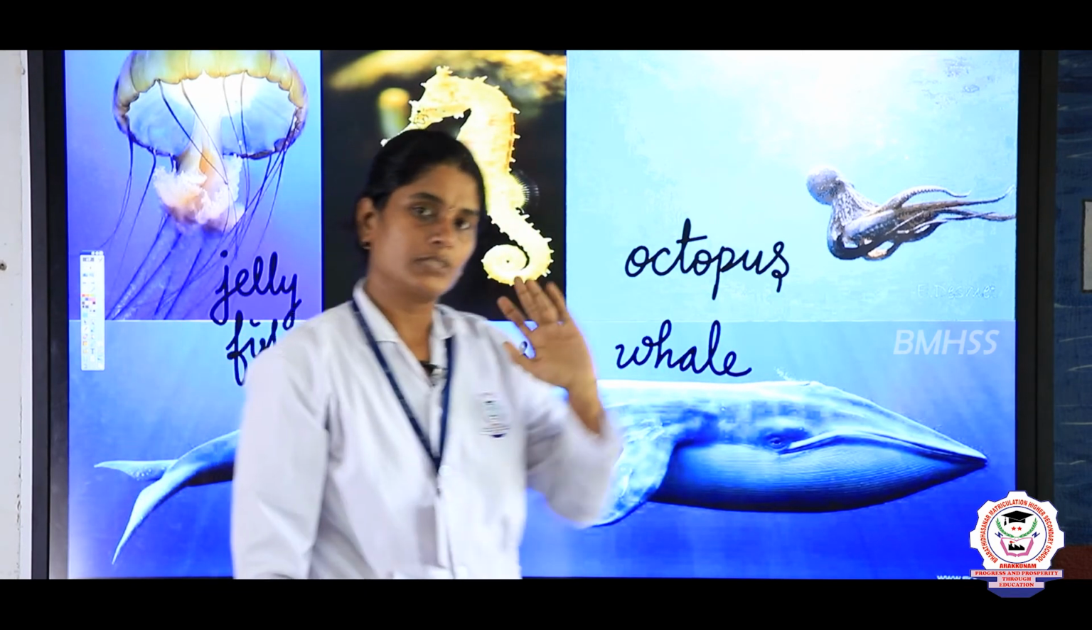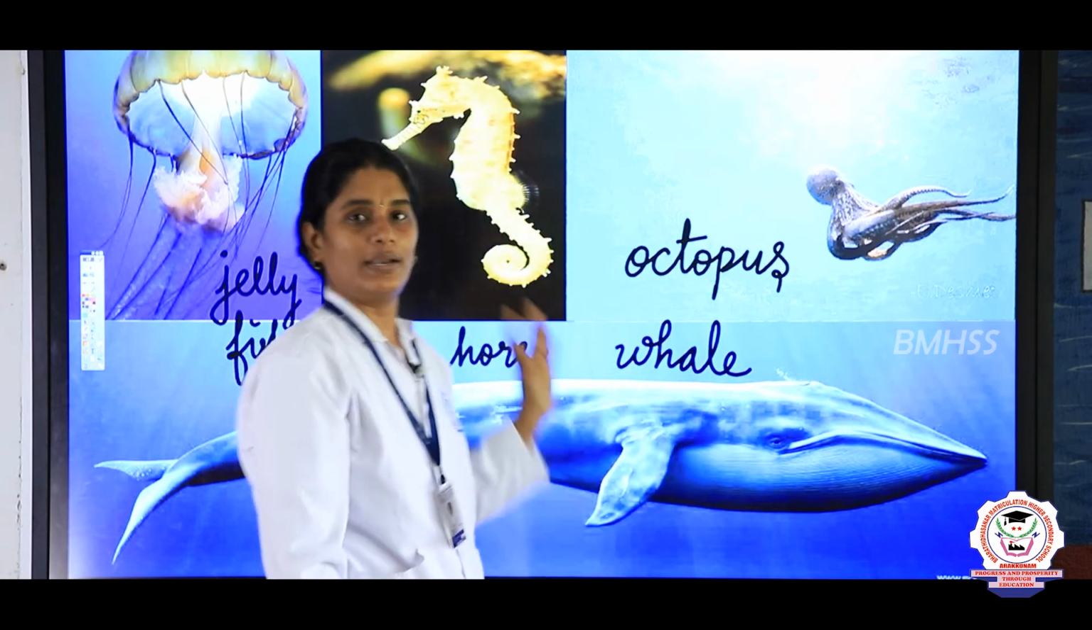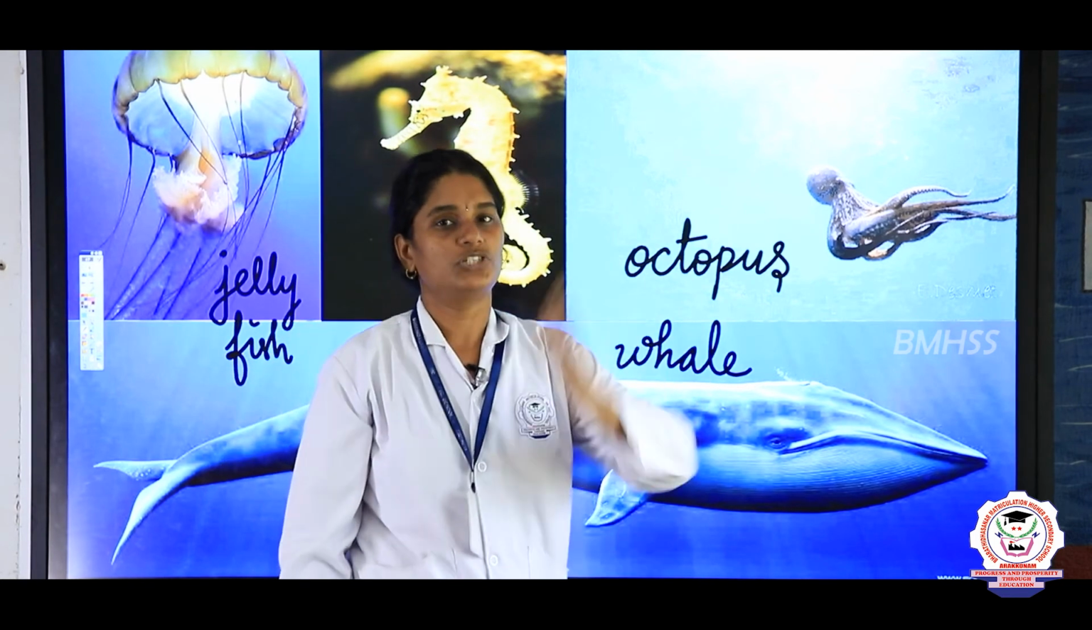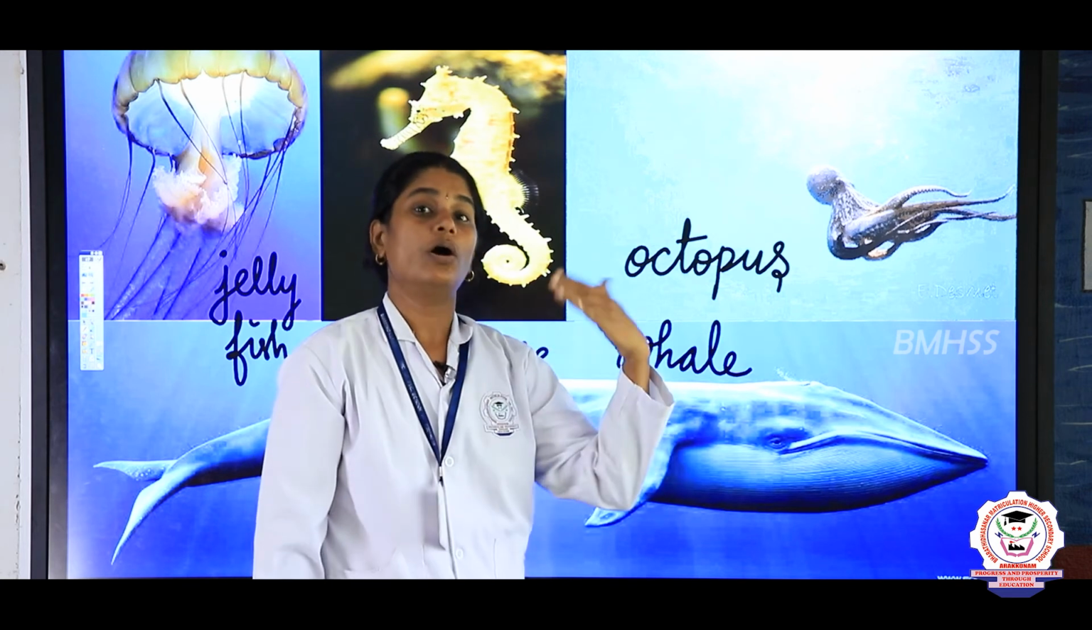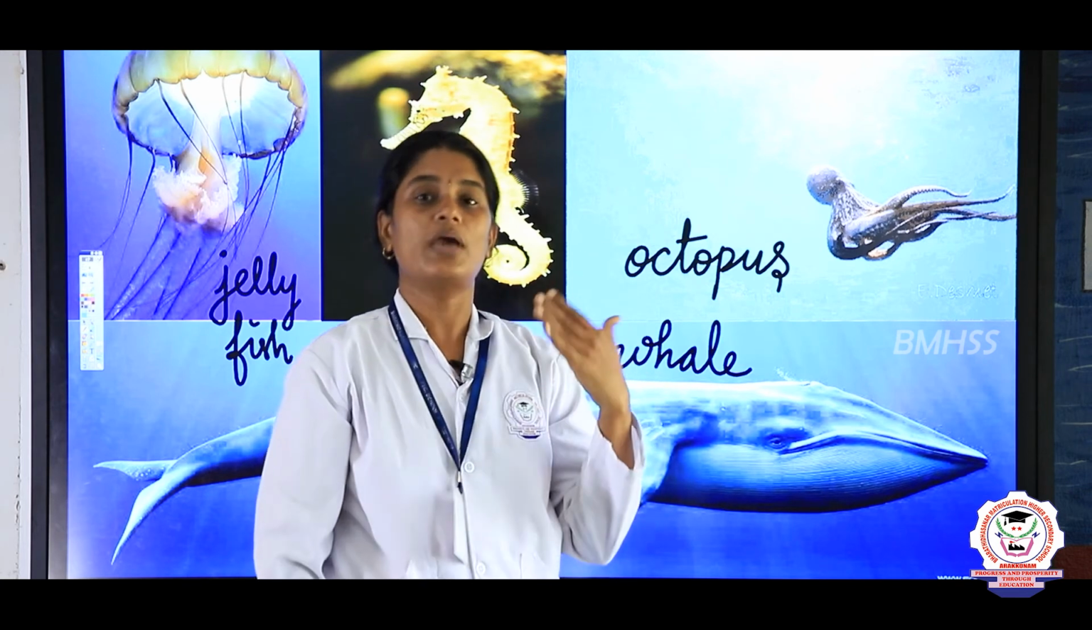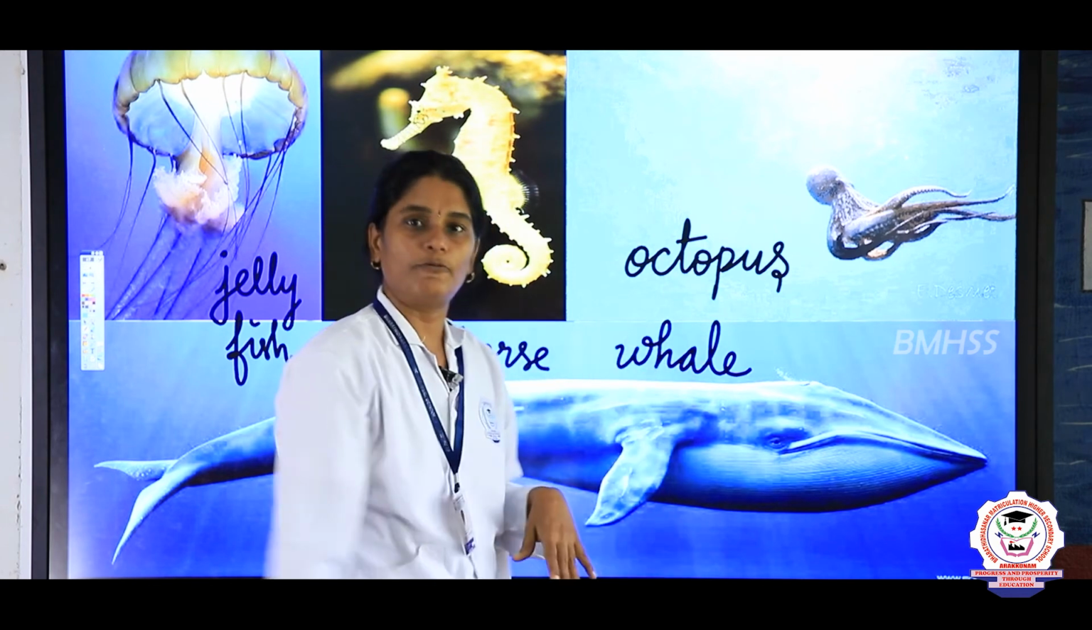So, in your 1 marks or 2 marks they may ask what are the 2 animals that live in the oceans, or they may ask what are the 2 animals that live in the desert or in the polar regions, like that. So, you have to answer with the names of the animals.